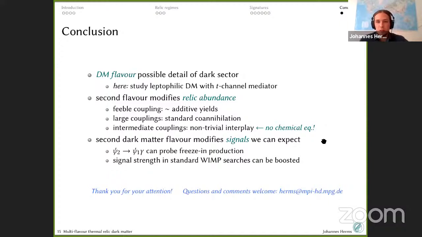And this then leads to predictions. One is that we can have this dark matter decay, which would not be possible in a single flavor dark matter scenario, and which can probe Friesen, which is very hard to probe otherwise. And the signal strength in standard WIMP searches can be boosted, which is of interest, of course, to future WIMP experiments. Thank you very much for your attention.